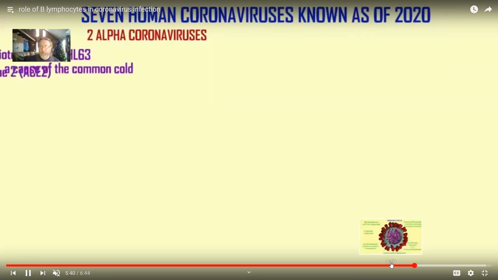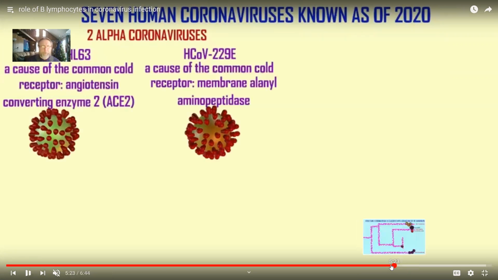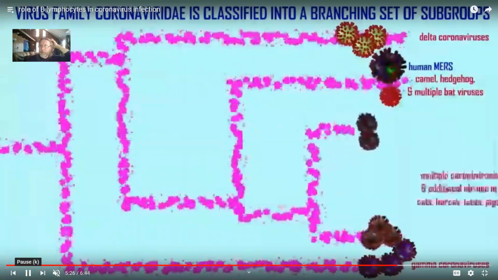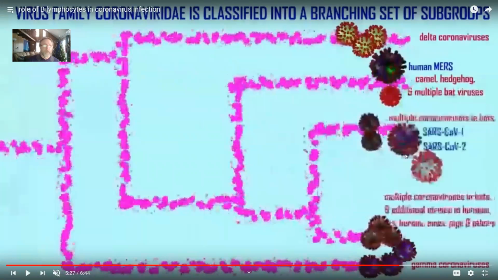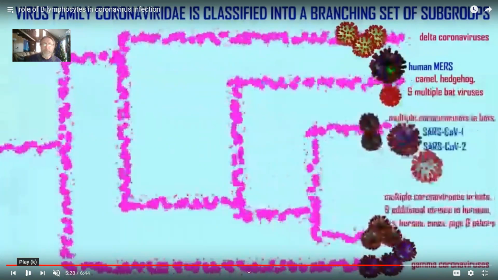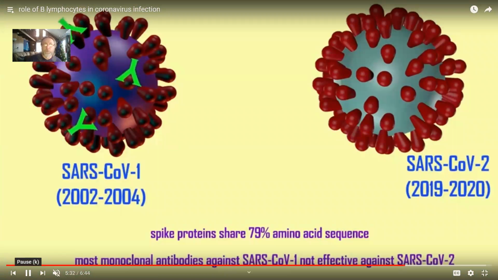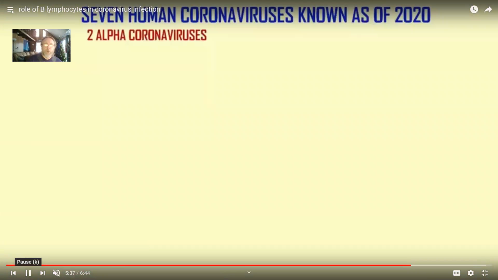So here's just an interesting thing. COVID-19 is caused by SARS coronavirus 2, but there was a SARS coronavirus 1, a relative. Most of the antibodies against SARS-1 don't really work against SARS-2. Most, but some do. And if you notice, there are some of these coronaviruses which are actually causes of the common cold.